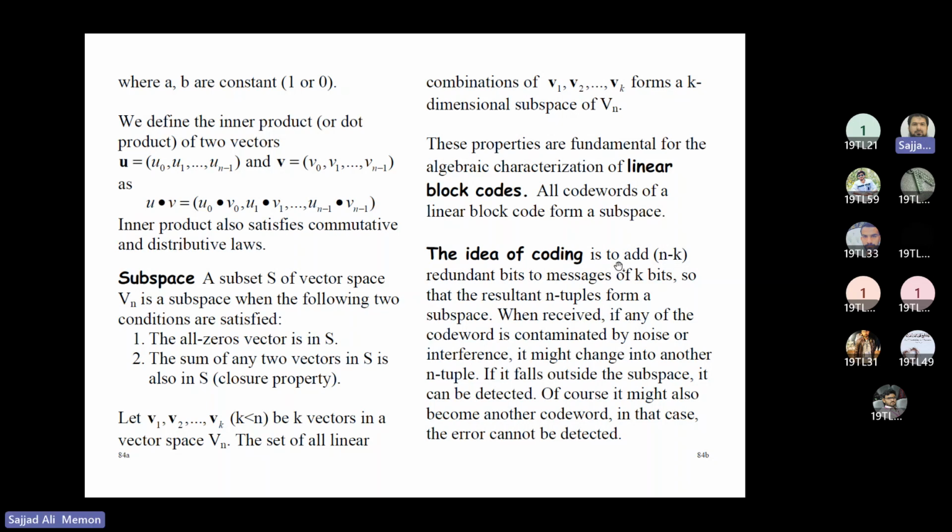So the message will consist of k bits, and we will add some redundant bits, then it will become a total of n bits. So k plus redundant bits is equal to total n bits. So n minus k will be equal to the redundant bits. That means this k should be the subspace of this larger vector space. Then we can say that it is a linear block code.